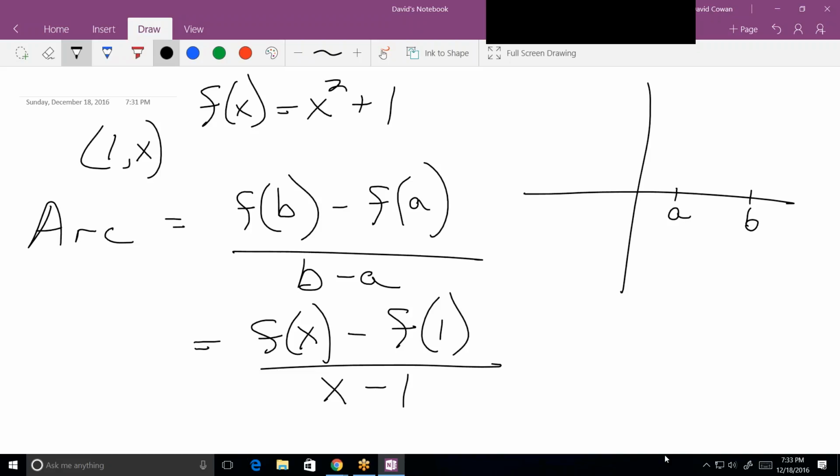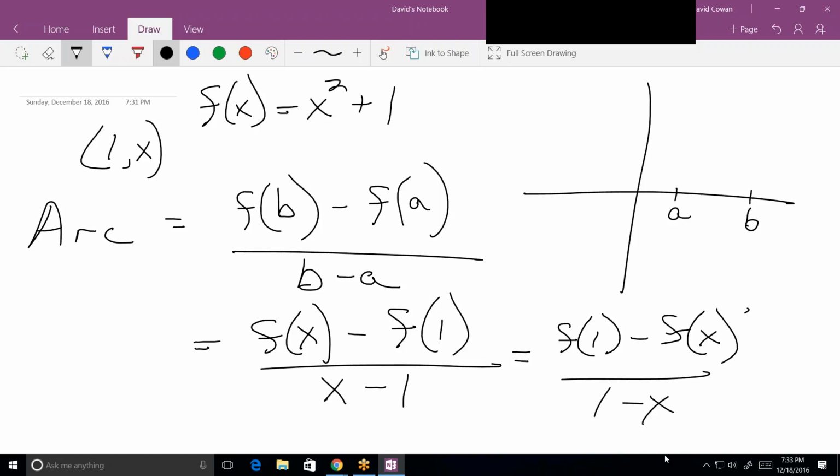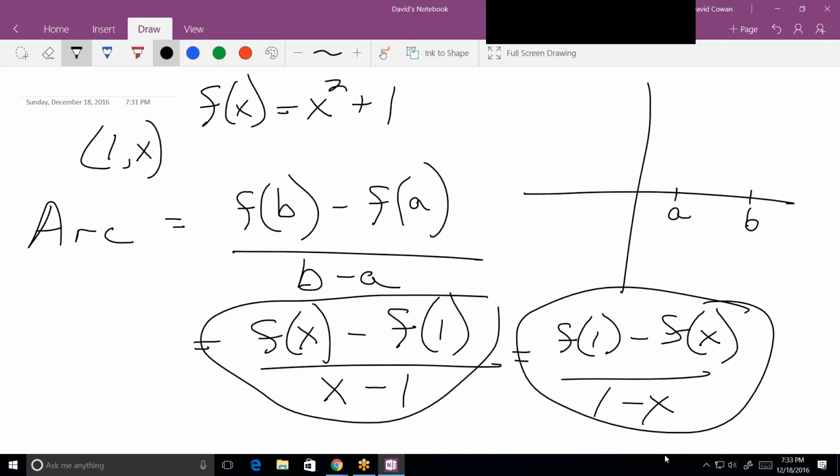And again, I don't know whether x is less than 1 or greater than 1, right? When we had the b and the a, I knew b was bigger than a. Well, here I don't know. x can be anywhere along the x-axis. And so it doesn't matter because I went in the same direction. In other words, that's going to give me the same answer as f of 1 minus f of x over 1 minus x. These two things are the same. So it doesn't matter whether x is greater than or less than 1. And now to solve, I'm going to work with the one on the left.